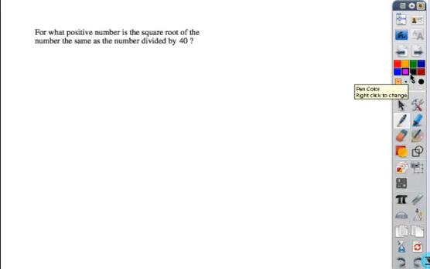And then finally, this last example, again, it's just a matter of translating the expression from words into an equation. And it says, for what positive number is the square root of the number the same as the number divided by 40? So again, we're taking the square root of some number n, and that equals the number divided by 40. So n divided by 40.